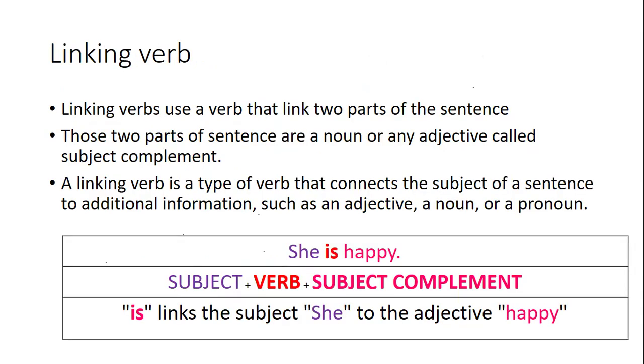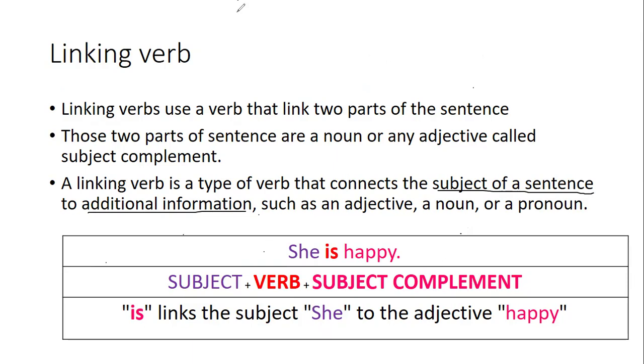Now, what are linking verbs? Linking verbs use a verb that links two parts of the sentence. It joins the sentence. It links the sentence. These two parts of the sentence are a noun or an adjective called the subject complement. It could be either a noun or an adjective. A linking verb is a type of verb that connects the subject to additional information such as an adjective, a noun, or a pronoun.